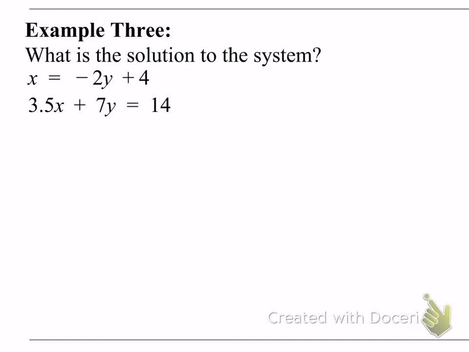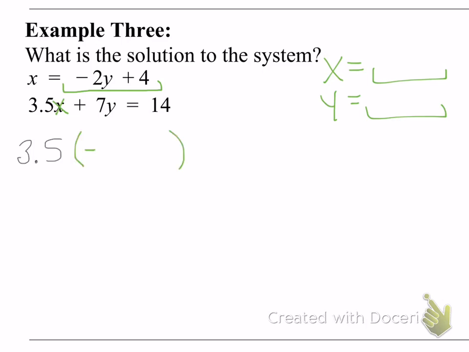Example number 3. Remember our first step, we've got to look for an x equals or a y equals. And we have that. We have an x equals, and it equals negative 2y plus 4. So we know we're going to substitute that in for this x here. So we've got 3.5, then our parentheses, because this is where we're substituting it in, negative 2y plus 4. Back to the original, plus 7y, and then equals 14.